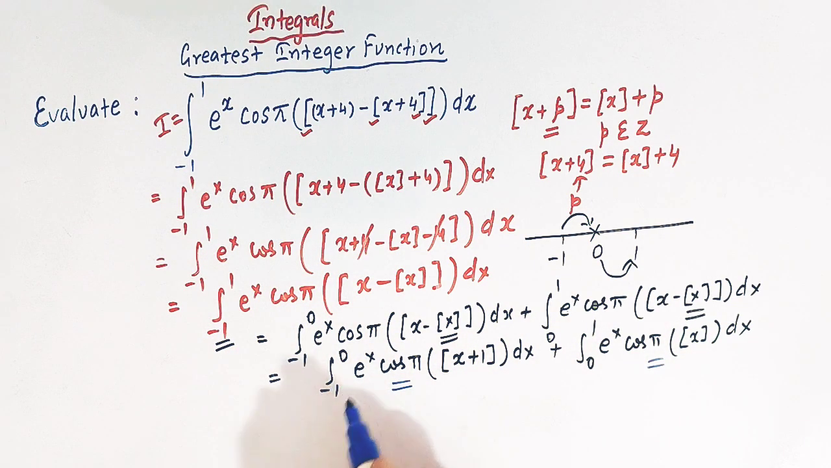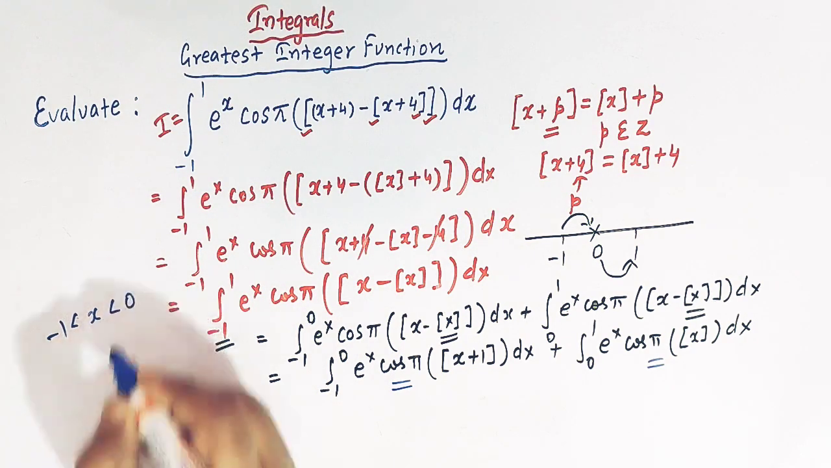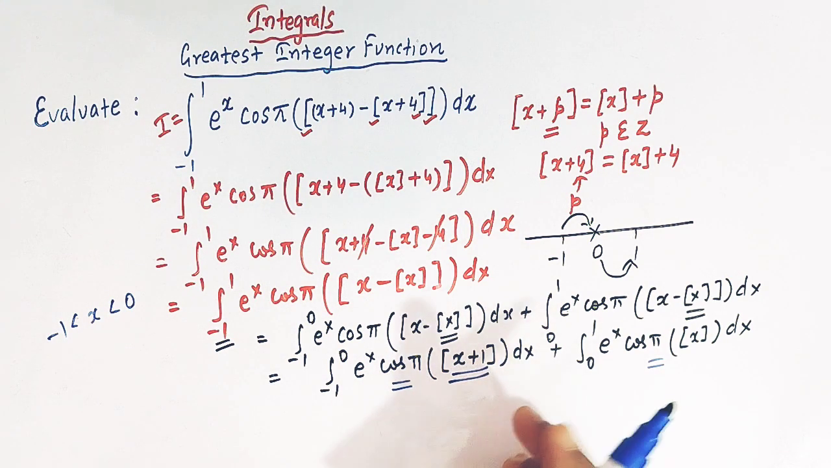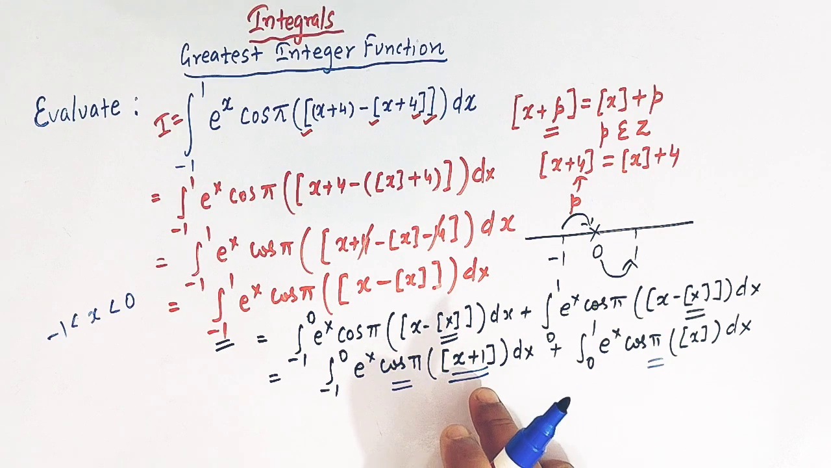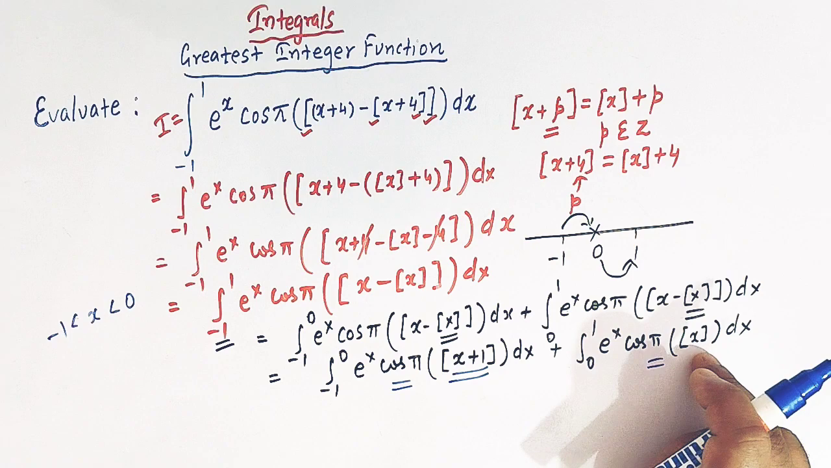So now again apply this property or the definition of greatest integer function. So in the first integral, x lies between -1 and 0, right? And here we have greatest integer of x plus 1, right? Because we have to get rid of greatest integer of x plus 1, and here greatest integer of x.